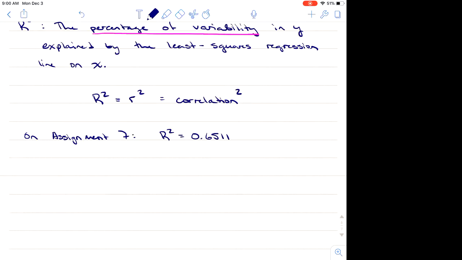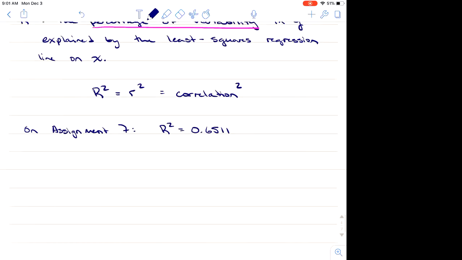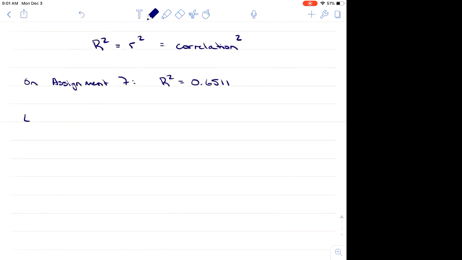Okay. So first option is I just give you all 5 things that you need, including the correlation. And then at the end, I ask you, what is the percentage of variability? Then you have to calculate R squared. Or I can give you R squared and ask you to find the correlation. Okay. So let's do an example.